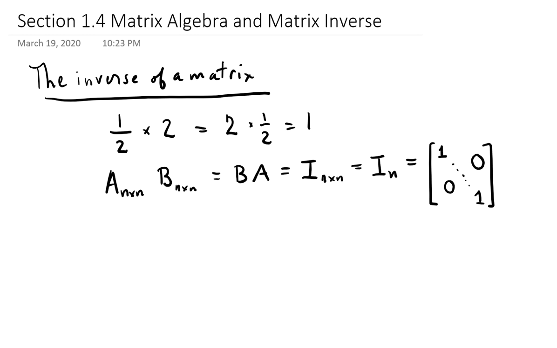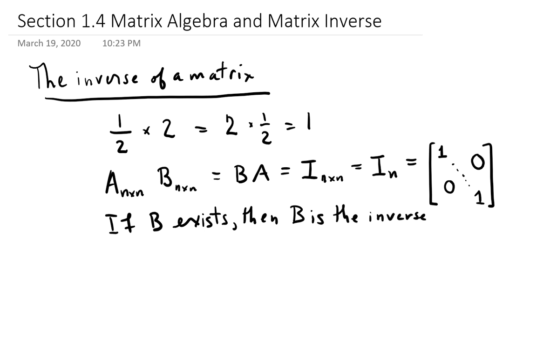If we can find a matrix B which satisfies the two equations, right? It's AB equals I, BA is also equal to I. So if there's such a matrix, if matrix B exists, then we say that B is the inverse of A.